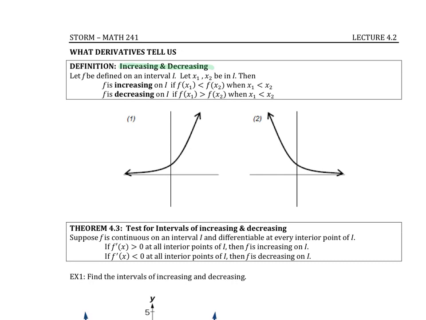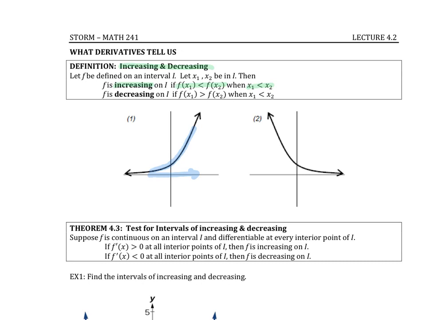Notice in the two graphs below, as my x values get larger and larger and larger, the graph is going up. And that's what this first part says. It says it's an increasing function if, as your x values get larger, your y values also get larger.